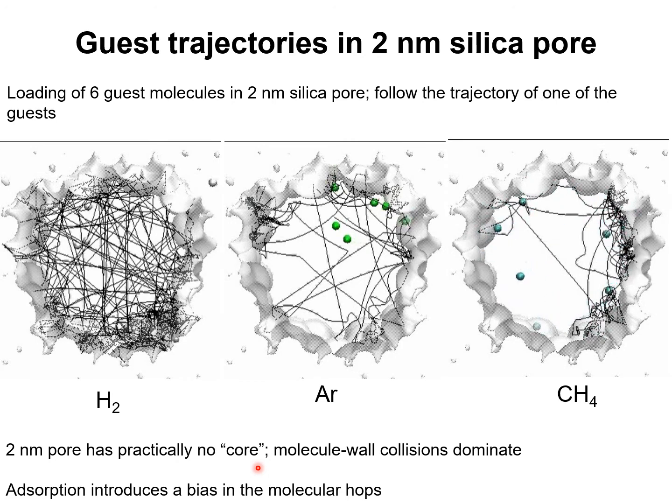We'll also note that the methane molecule, when it strikes the wall, has a tendency to remain closer to the wall, and only later does it get reflected from the wall and enters the central region.